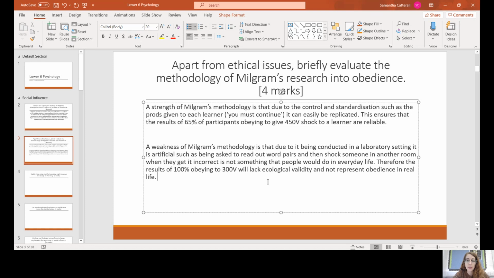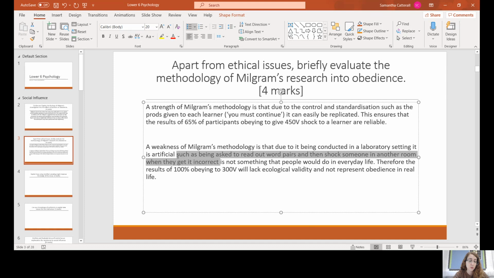So on this one, you can see it's conducted in a laboratory setting, which is artificial, so that's the point, but I've got this 'such as' again, and I've mentioned very briefly what the actual procedure of the study is. So it's very clear that I'm talking about Milgram and not some random study, because you can use this point all the time and all you need to do is substitute the procedure in this bit.